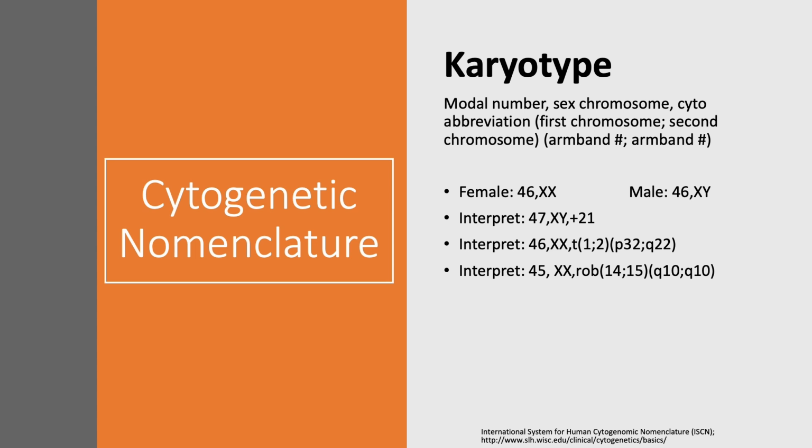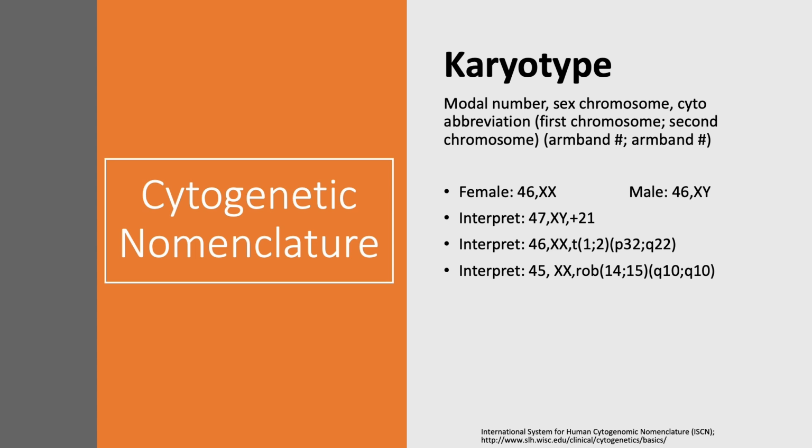In the next example, the t indicates a translocation between chromosomes 1 and 2. The information in parentheses, p32, q22, tells us the breakpoints: the short arm, p, of chromosome 1 at band 32, and the long arm, q, of chromosome 2 at band 22. Translocations can have various effects depending on the genes involved.